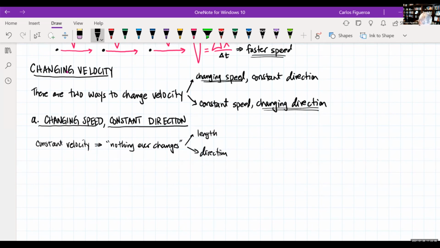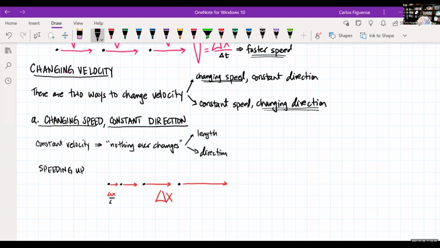So if I'm going to change speed, then that means that the length of the vectors must be getting longer. If I draw that out, you could see that if I'm speeding up, my dots have to be getting farther apart. So if I look at this speed here versus the next speed, or the next speed, here I have a small distance, but over here I have a larger distance.